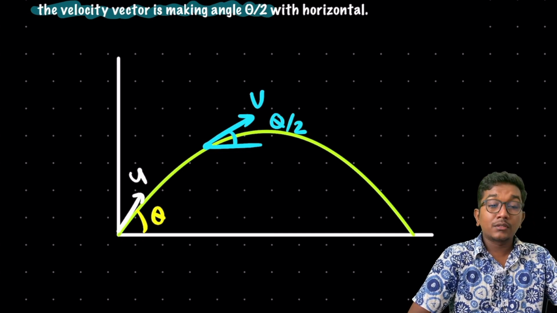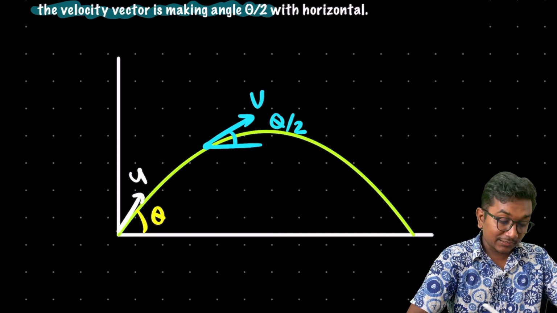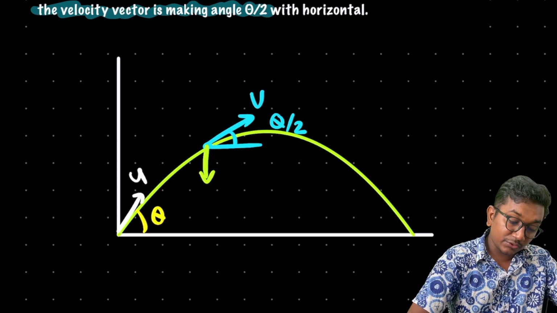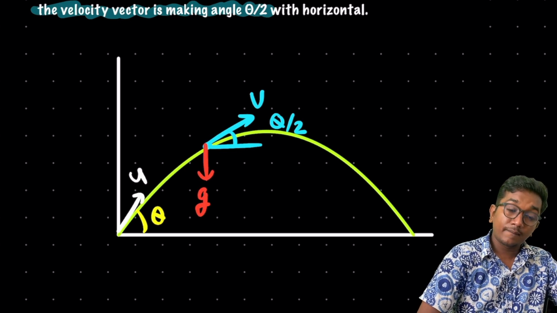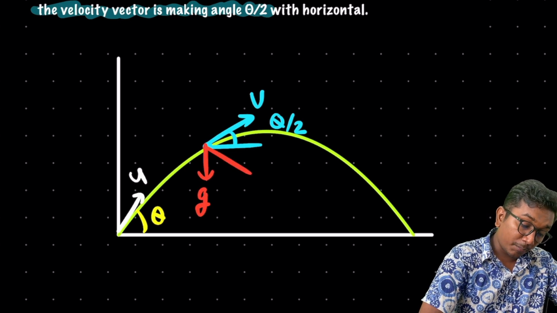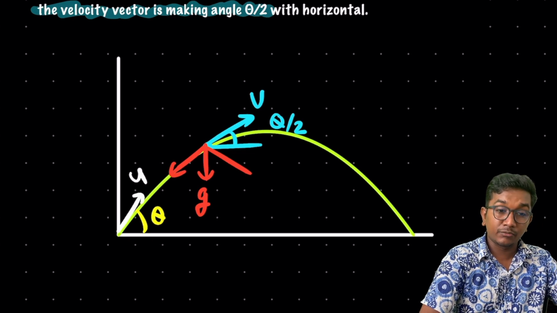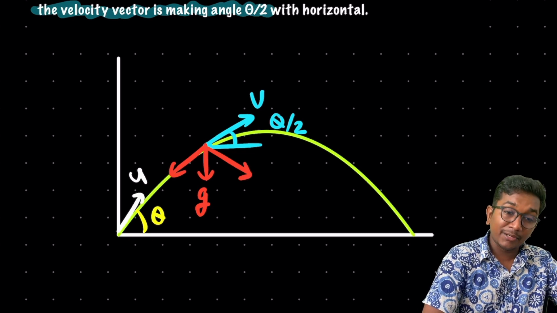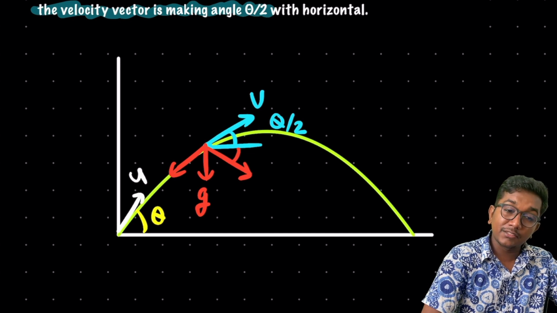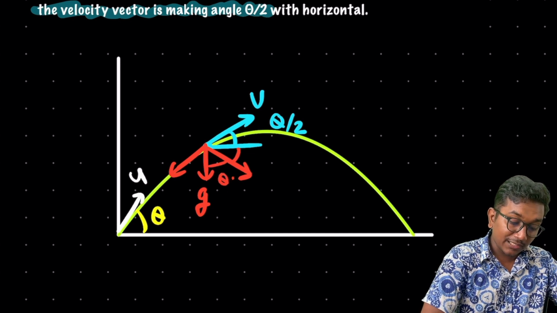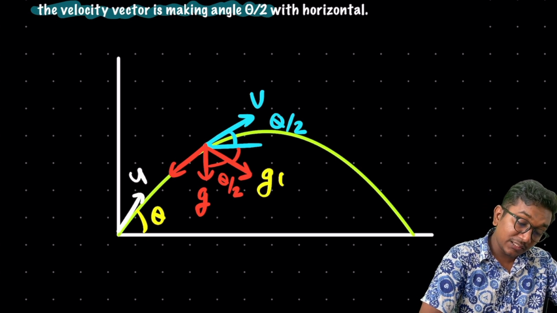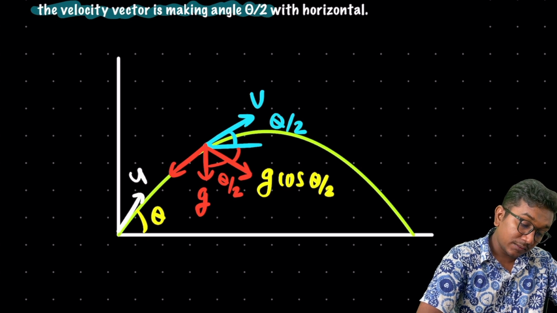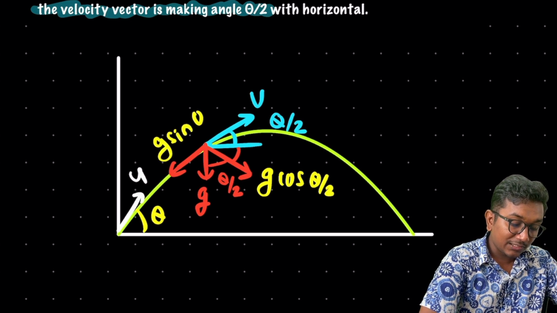Okay, so the idea we know very well, that is here the g vector. As you can see, the acceleration g is acting downward, and I can make the two components of g as well. We already did it in the last video. If this is theta by 2, then this will be 90 minus theta by 2. Then again, this will be theta by 2. So I can take two components for g. This is g cos theta by 2. This is g sin theta by 2.